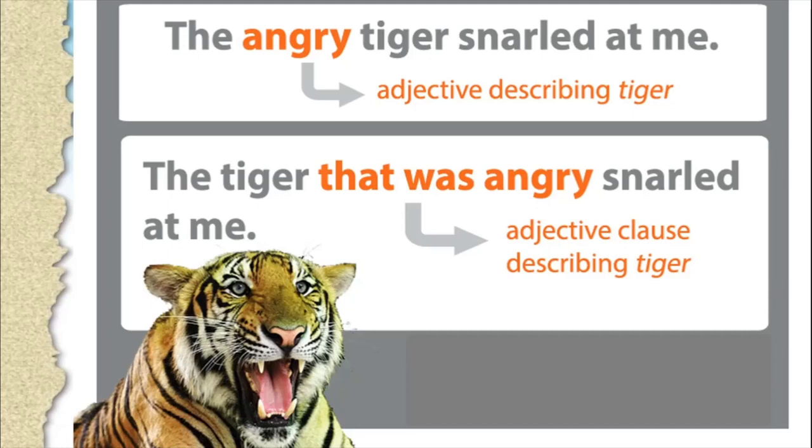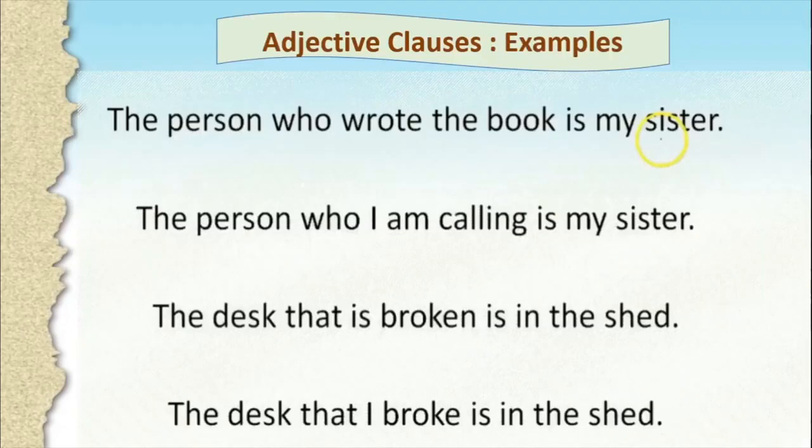Alright. So once again, the tiger that was angry. So that was angry replaces angry here. And it describes the tiger. So it is an adjective clause. Alright. So I hope this explanation satisfies you. Let us look at some examples now.